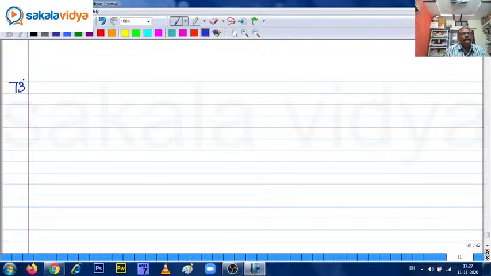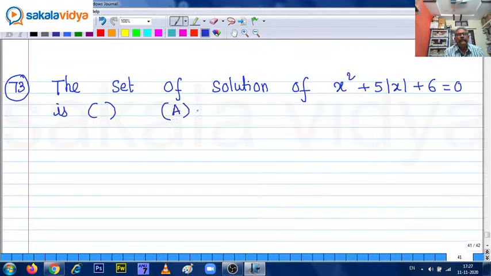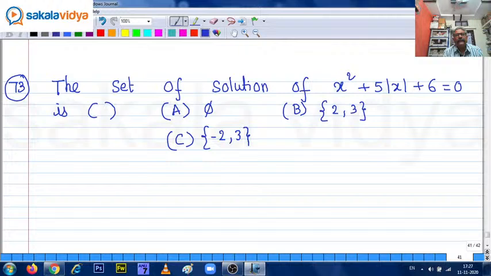Question 73. The set of solutions of x square plus 5 mod x plus 6 is equal to 0 is: option A, phi, the null set; B, 2 comma 3, the set 2 comma 3; C, minus 2 comma 3; D, minus 2 comma minus 3.